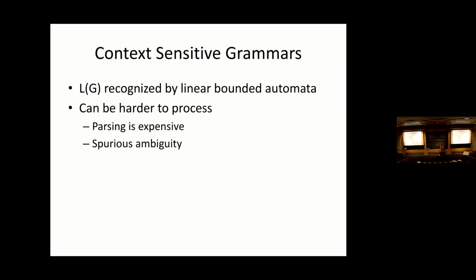So context-sensitive grammars, their language can be recognized by a kind of automaton called a linear bounded automaton. They can be a lot harder to process because parsing is expensive, as you might imagine. And there's a lot of spurious ambiguity. So you can have a lot of ambiguity that doesn't correspond to a real structural difference. So we like to avoid using context-sensitive grammars where we can, because it introduces these problems.